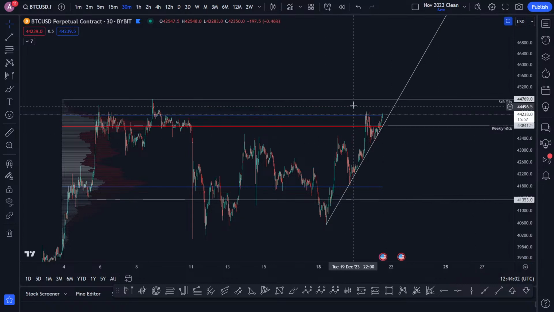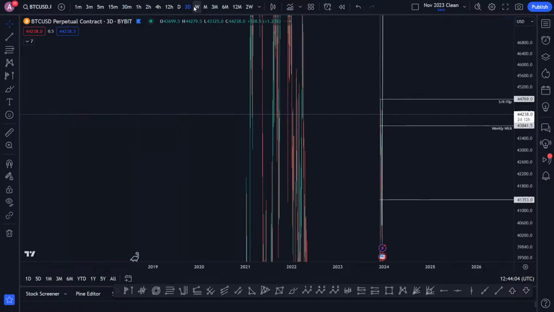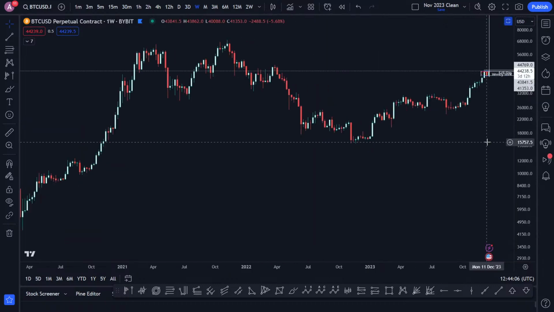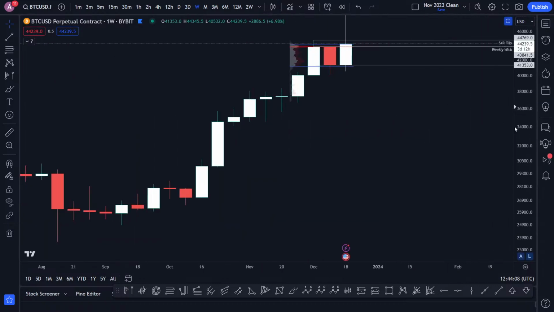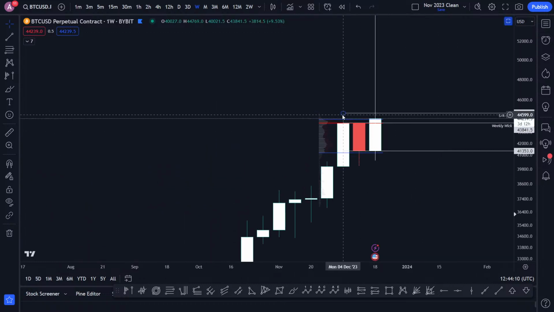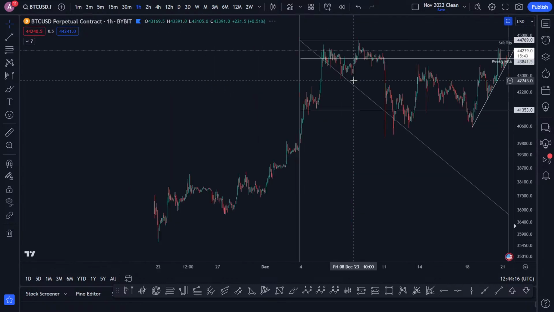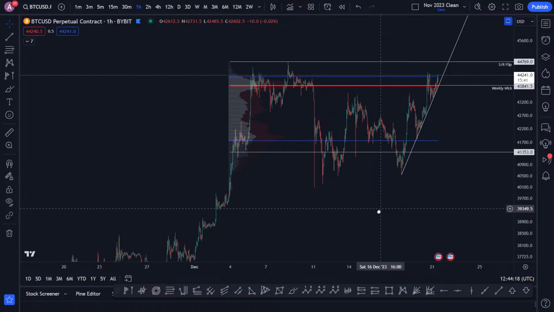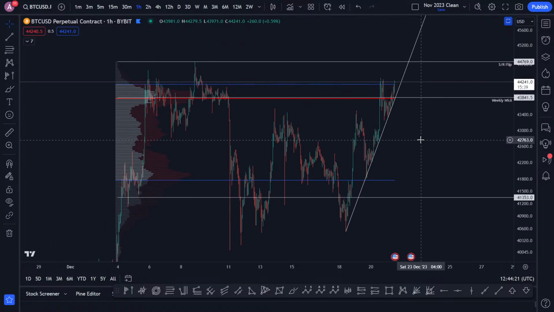So we're in the wick now. This is the wick of the week. Go back and have a look at the weekly time frame. Yeah, we're in that little wick there. It wasn't a big wick, but that's where we are.